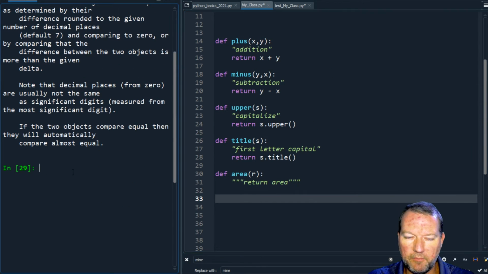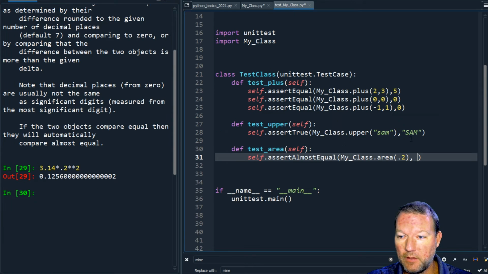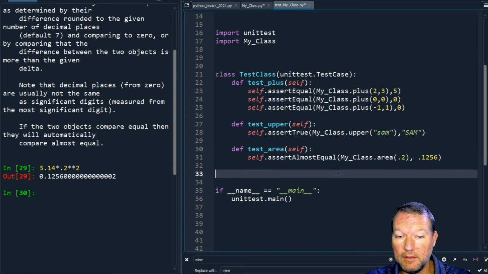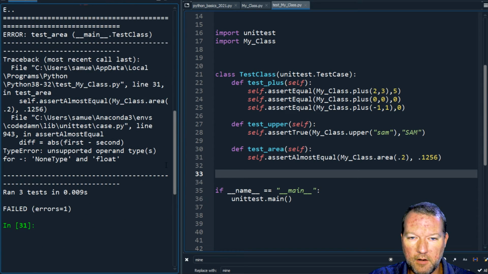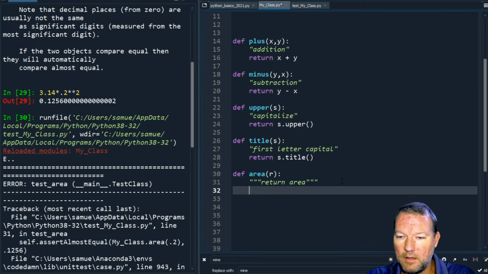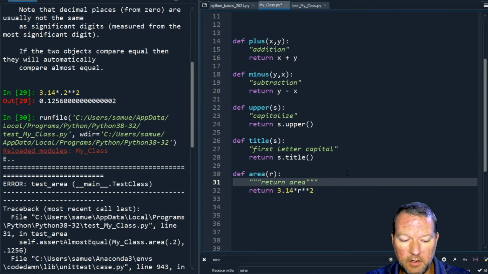What would be the area of 0.2? So 3.14 times 0.2 squared. 0.1256. So we need to get that, 0.1256. Let's see if we ran this correctly. All right, we did not, because we didn't actually do this. This is, again, a perfect example. So 3.14 times r squared. All right. Save.